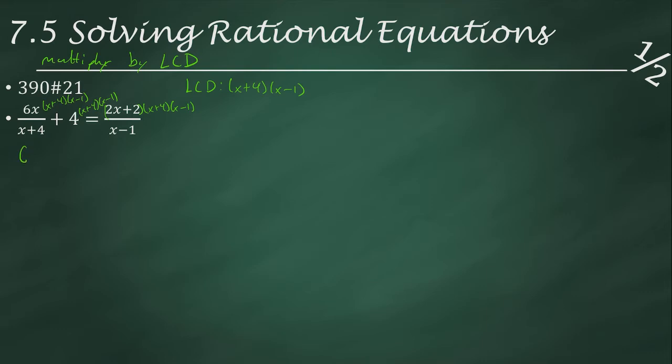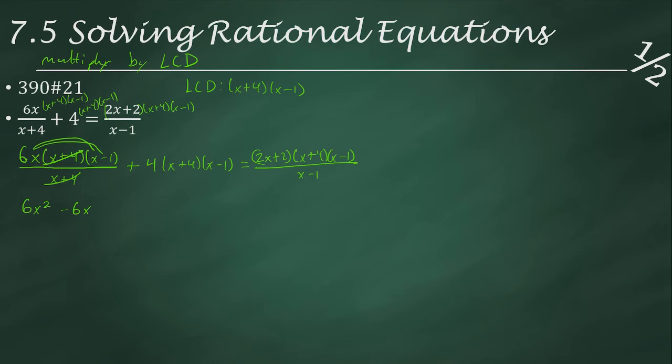Maybe I'll write it out so it looks nicer. This is legal because I'm multiplying both sides by the same thing and then distributing to both terms on the left. All right, notice that x plus 4 cancels, and we could distribute the rest. So that'd be 6x squared minus 6x.